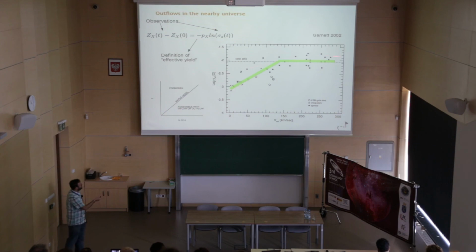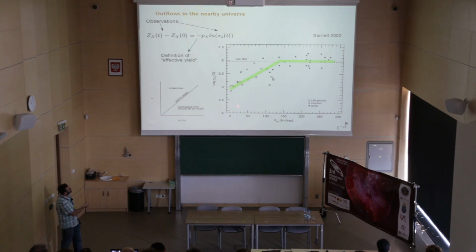And this is what he did for a sample of nearby galaxies, in this case, of different rotational velocity. So that means that here are very massive galaxies. The Milky Way would be somewhere around here. And on this side are dwarf galaxies. The Large Magellanic Cloud would be somewhere around here. And he found that the effective yield indeed has a constant value in the massive galaxies and seems to decrease in the low mass dwarf galaxies.